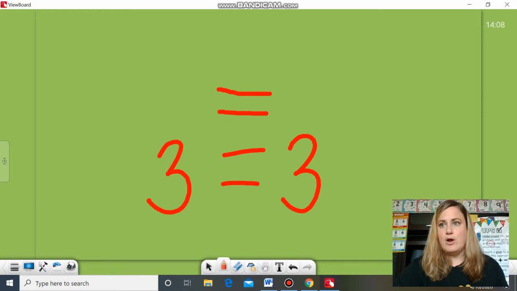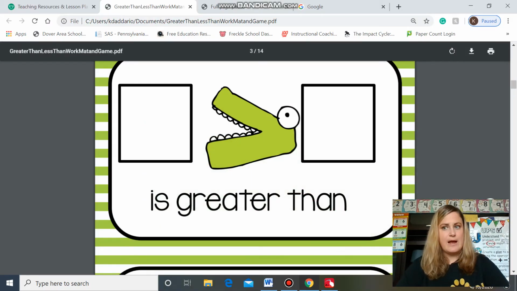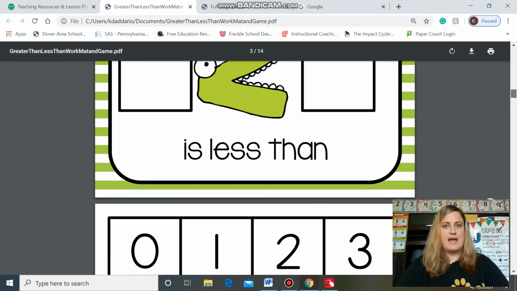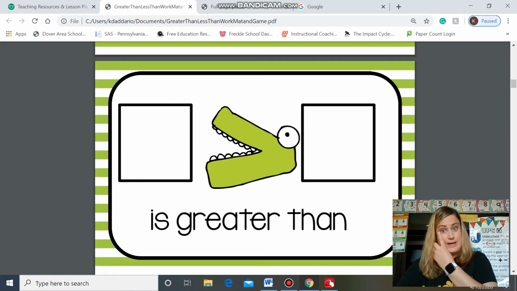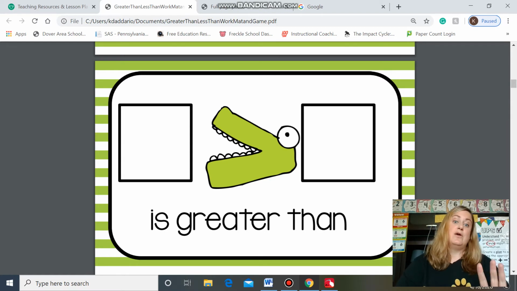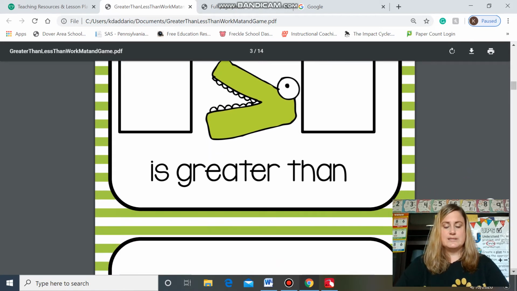So I have on my computer here our alligator mouth again. If that's the easiest way for you to remember your signs, please go ahead and think of it that way, that the opening is like a mouth eating the bigger number. Just when we read our sentences, when we're comparing the numbers, we want to use these big words, the greater than or less than sign.